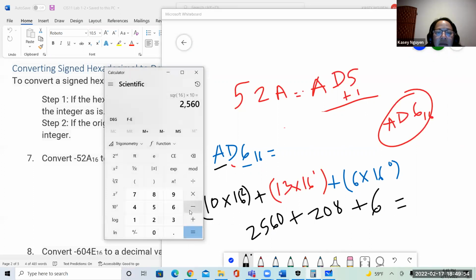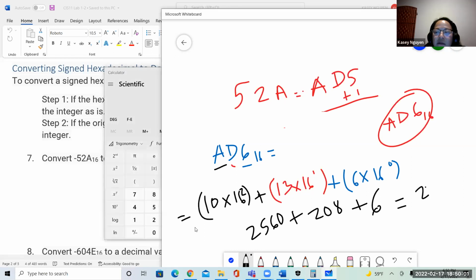So we would have plus 208 plus 62774, and that's base 10. Yeah, this is 1. This is 6. You're right.